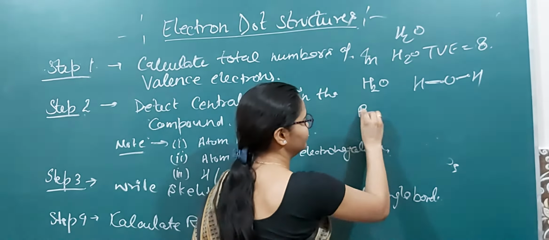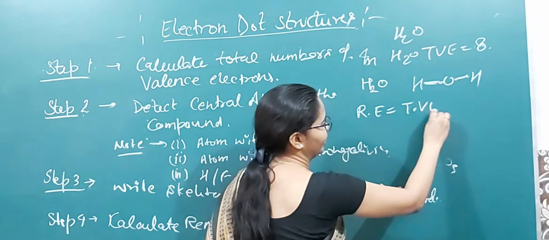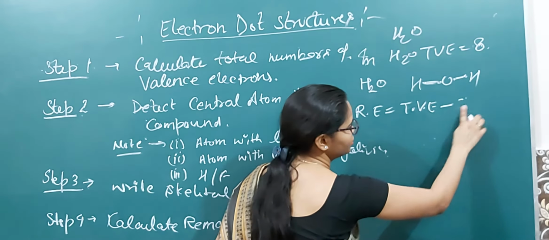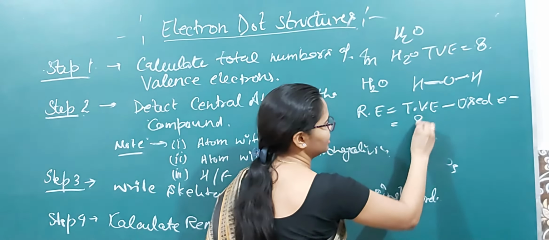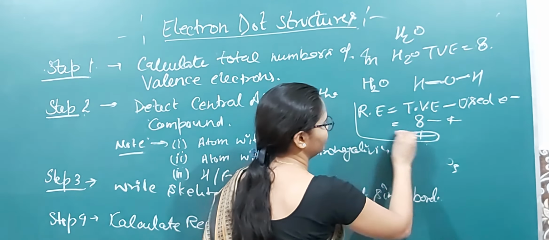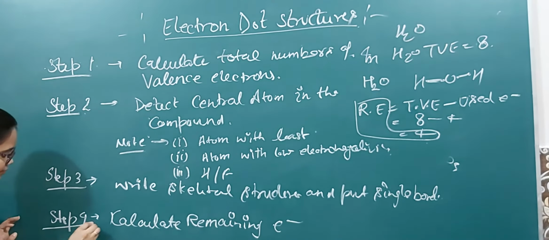Now I have to calculate the remaining electrons. The remaining electrons equal the total valence electrons minus the used electrons, meaning 8 minus 4 equals 4. So our remaining electrons are 4 here.